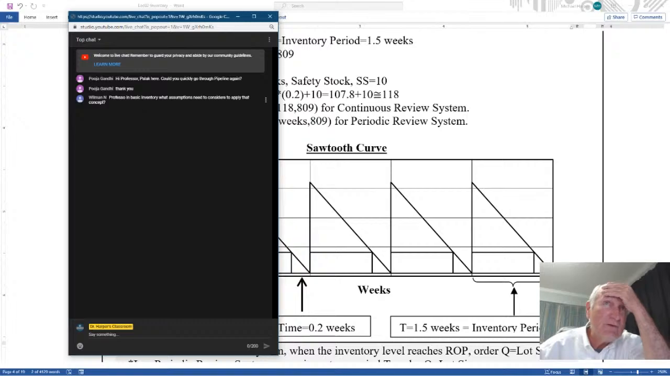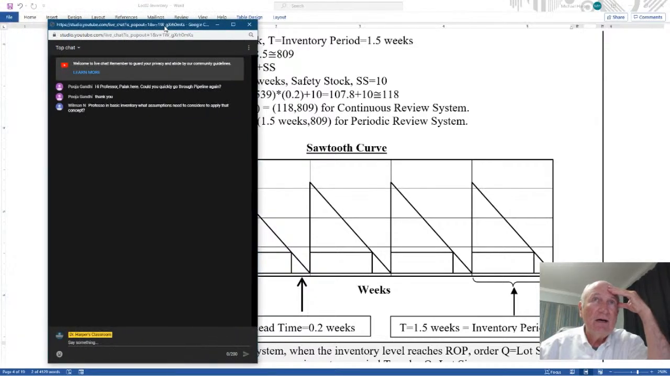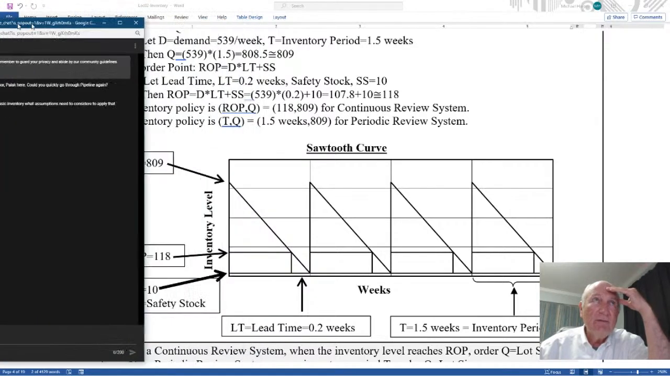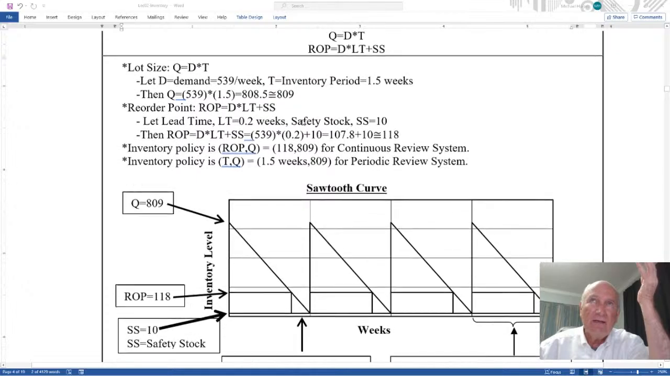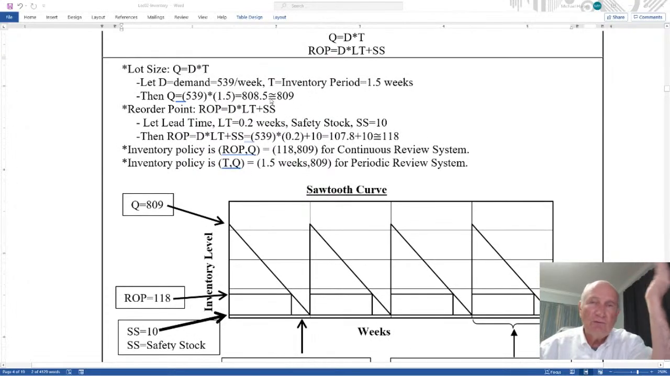In basic inventory, what assumptions need to be considered to apply that concept? Well, there's a number of assumptions. I'm not sure what concept you're talking about, but there's a number of assumptions that we're making here. At this point, we're assuming that the demand is constant and there's no variability, there's no error. We're assuming that when we expect to receive the order, like in 0.2 weeks of lead time, we're actually going to receive it.